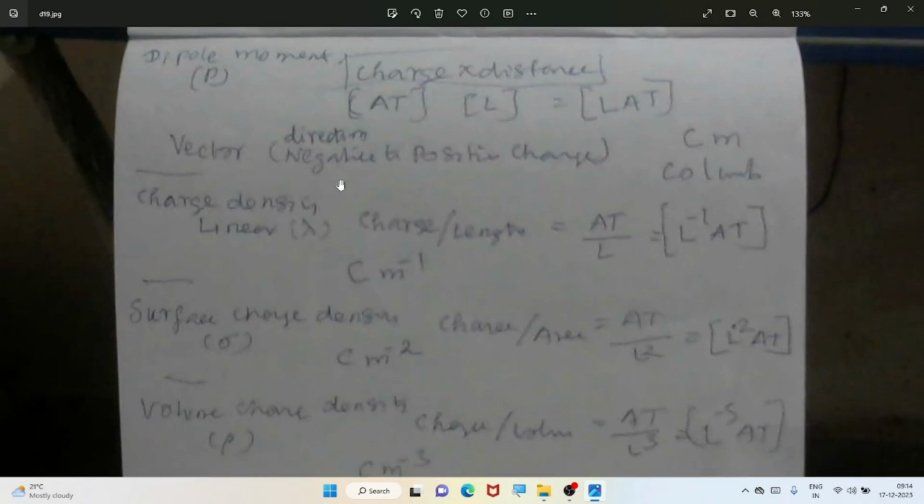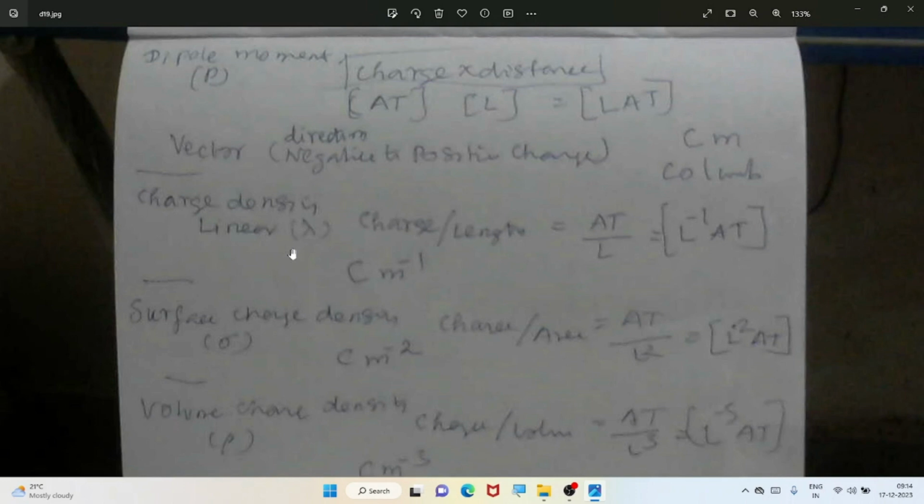Dipole moment, charge into distance. Charge is current into time, AT into distance. Okay, this is a dipole moment. This is a vector. The direction of the dipole moment is from negative to the positive charge.